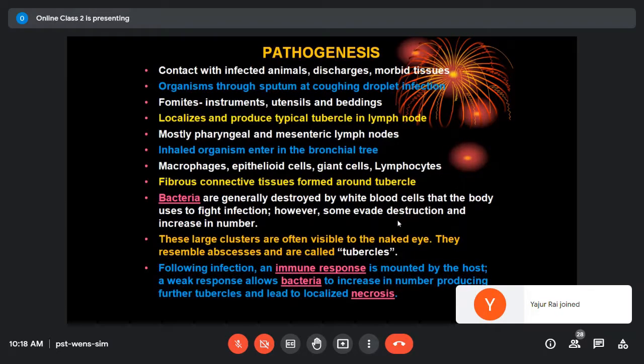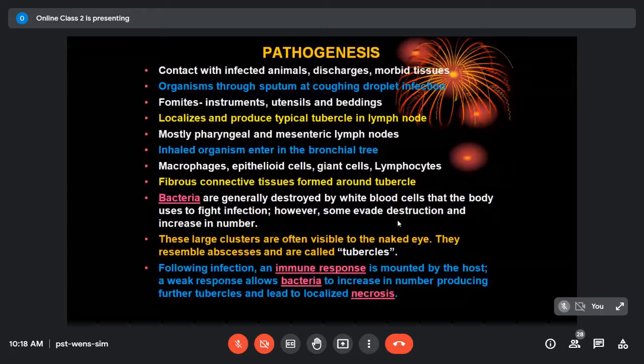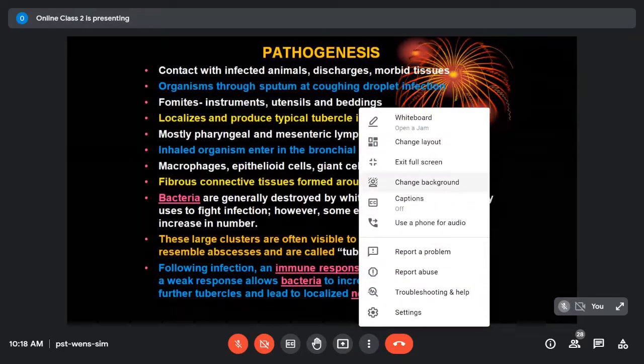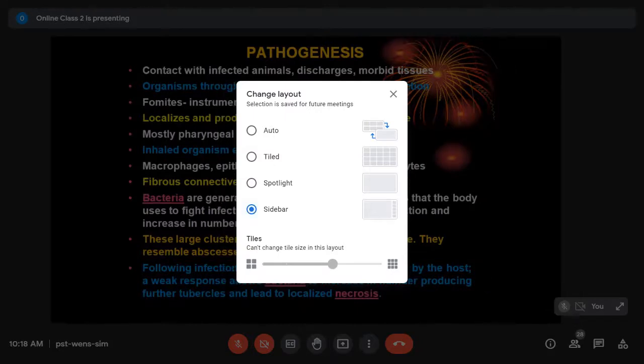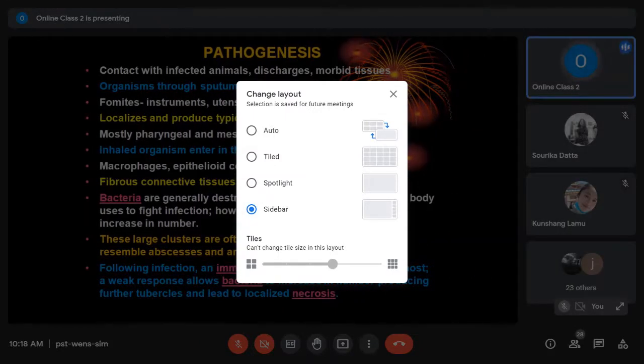Then coming to the pathogenesis, I would like to say something about it. This part is important for any disease. I'm talking about a healthy, susceptible animal coming into contact with infected animals, maybe through discharges or morbid tissues, or through inhalation of aerosols containing Mycobacterium organisms. The organism mainly comes out through coughing and sneezing, along with sputum or droplet infection.